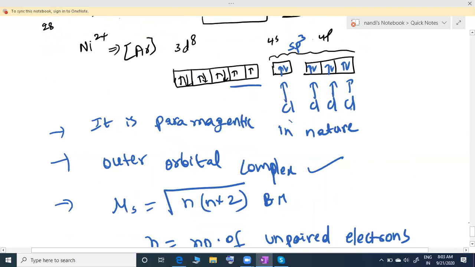So here 4 ligands means we require only 4 orbitals. That is, we need to choose only 4 empty orbitals. They form 4 hybrid orbitals, so the hybridization is sp3. And sp3 generally means the geometry is tetrahedral.